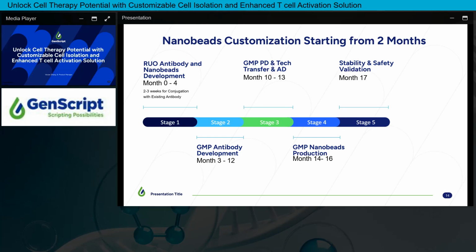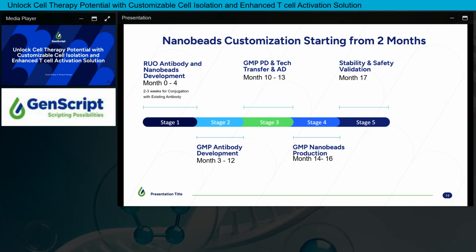And if you also need GMP grade nanobeads development, then we can further upgrade this to the GMP antibody development and the GMP antibody PD tech transfer, and then the GMP nanobeads production process as well, followed by the stability and safety validation, which in total takes about 16, 17 months for the whole project.